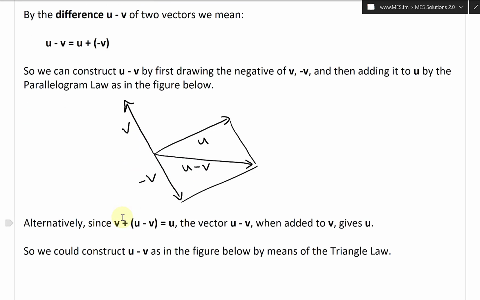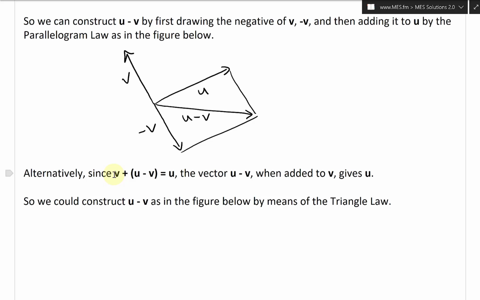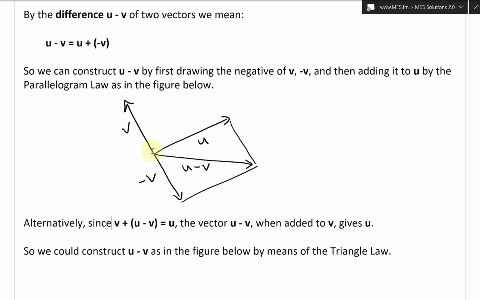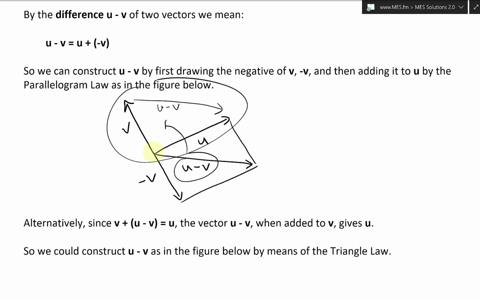Alternatively, v plus u minus v is equal to u, because the v's will cancel and we're just left with u. The vector u minus v right here, when added to v, gives u. In other words, if you take this vector v and add this one over to this part, we're going to get over to u there. So we can construct this using the triangle law.